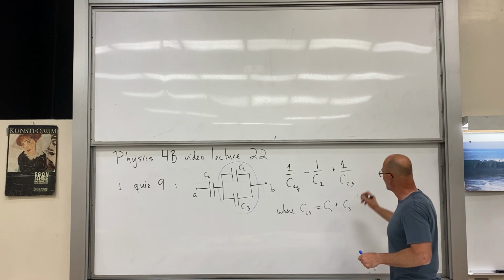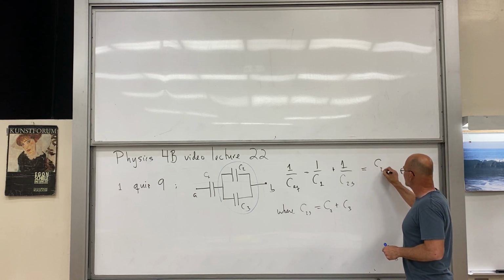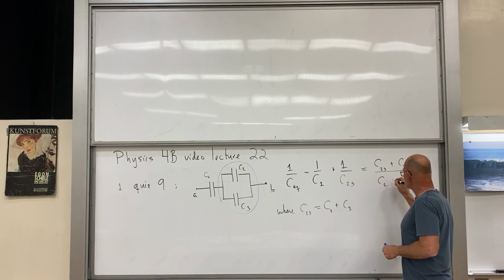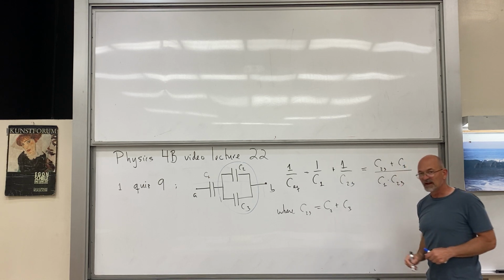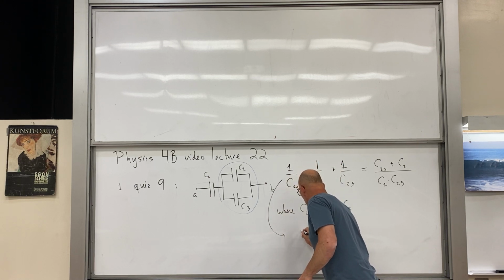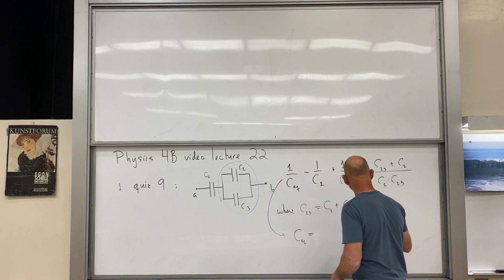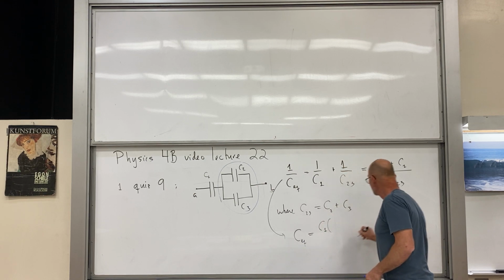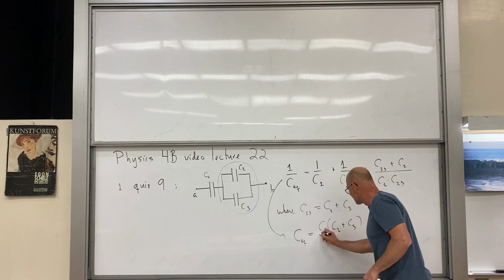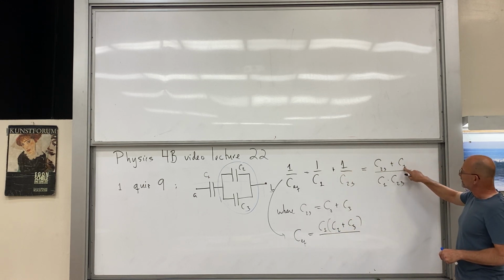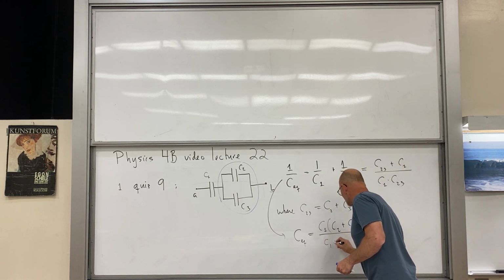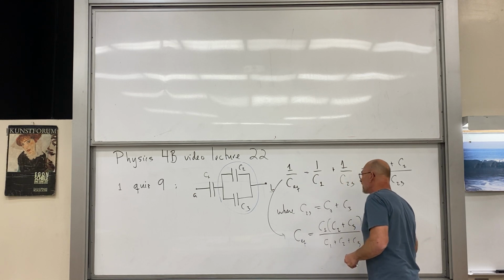In fact, we can do the following. We can say we have C sub 2, 3 plus C sub 1 divided by C sub 1 times C sub 2, 3, and then we would invert that result. So coming down to here, the equivalent capacitance would be C sub 1 times C sub 2, 3, which we have right here, C sub 2 plus C sub 3, divided by C sub 1 plus C sub 2, 3, which is just the sum of all three. So C sub 1 plus C sub 2 plus C sub 3. So that was that problem.